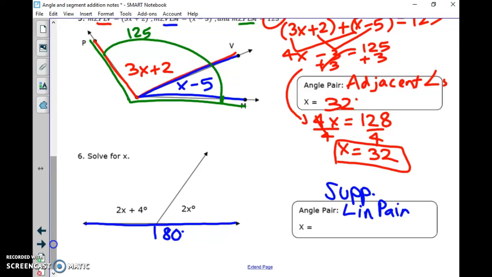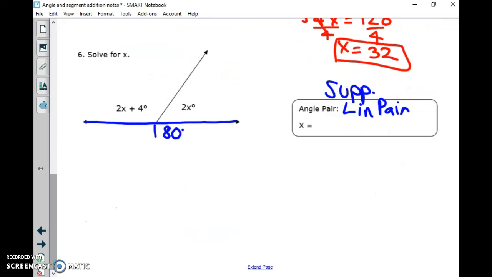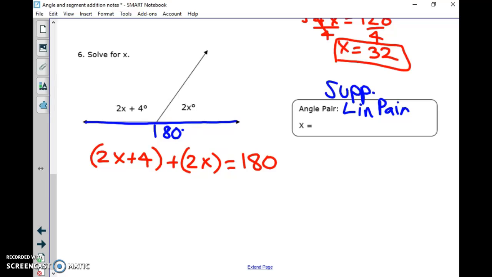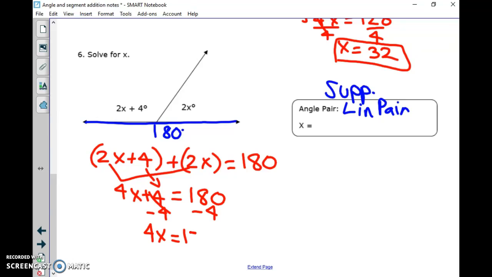Okay, so let's do that. This part over here, 2x plus 4, plus this part over here, 2x, equals the whole thing, straight line, linear pair is 180. Once again, could you solve this? Combine like terms, 2x plus 2x is 4x. Bring down 4 plus 4 equals, bring down 180. Get rid of that loner, minus 4 minus 4. 4x equals 176. And then divide by 4. And you get x equals 44.